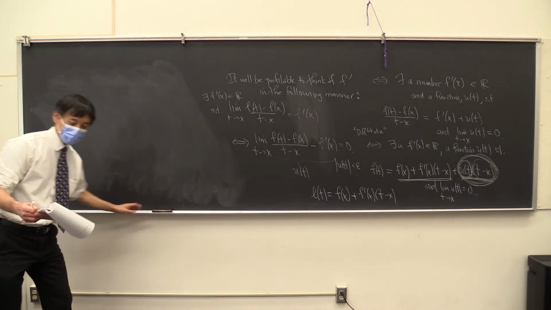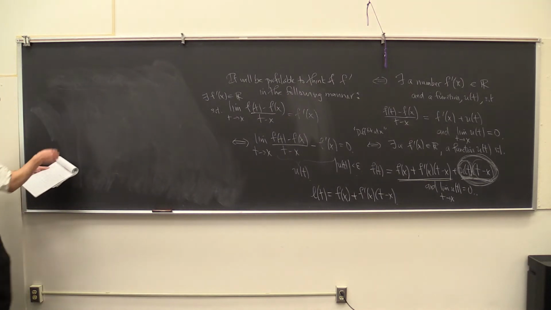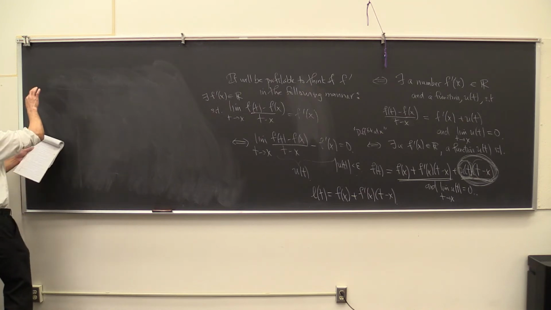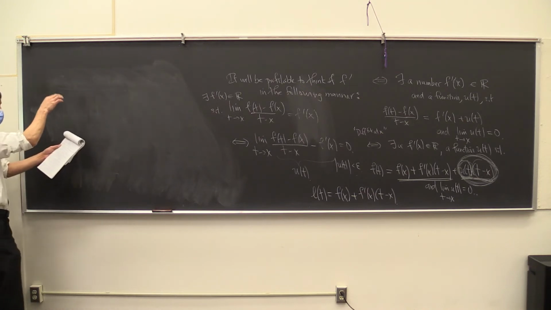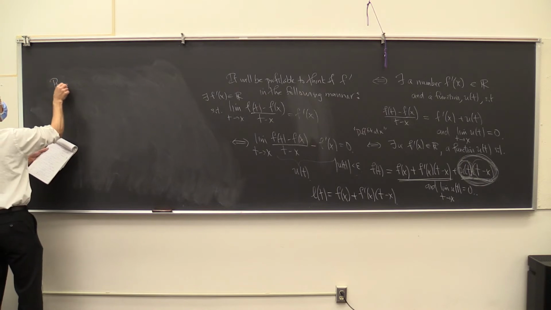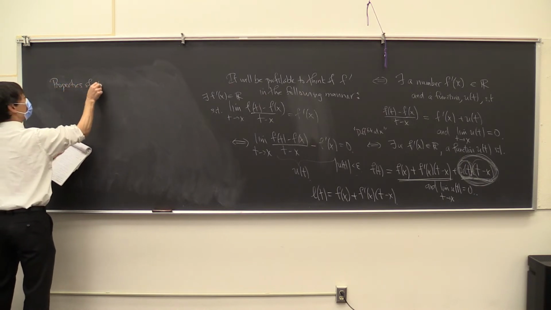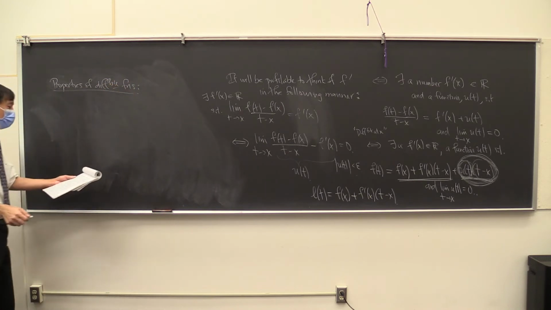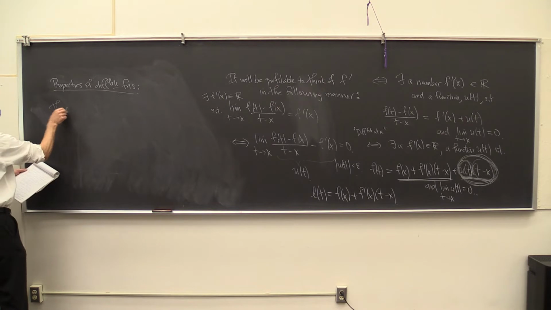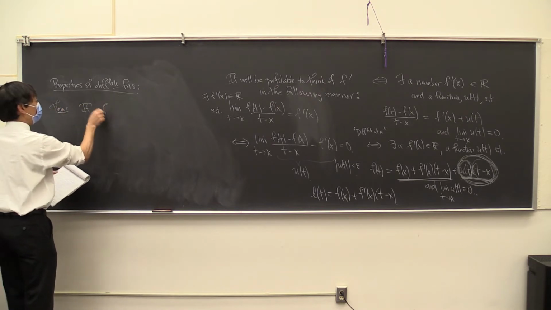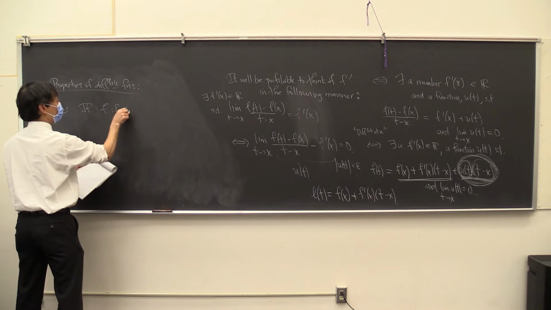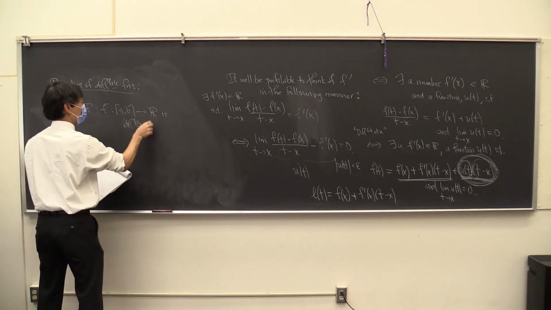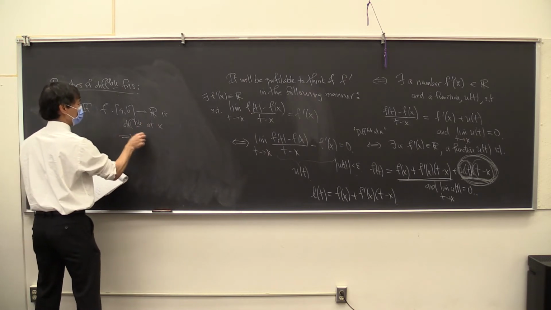Okay, let's go on. From there, we're going to prove the standard properties of differentiable functions. So one in particular, right? If f is differentiable at x, then it's continuous at x.